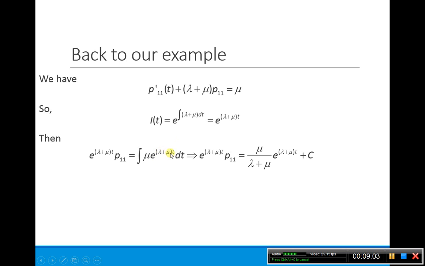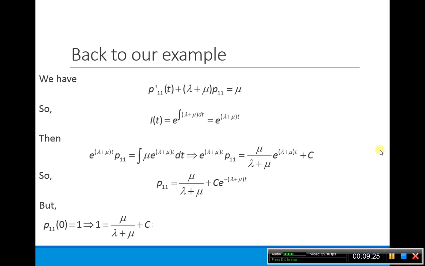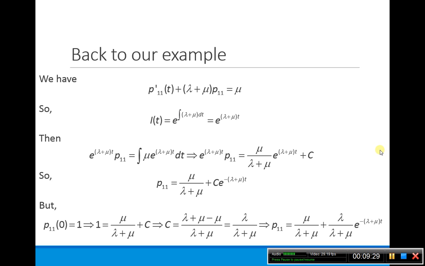The integral of e to the (lambda plus mu)t is just e to the (lambda plus mu)t divided by lambda plus mu. We have to add our constant here. So then we have our form of P11 just by dividing by that e to the (lambda plus mu)t. We can solve for c by realizing that P11 at time t equals 0 is just 1. So that means that we can find c as lambda over lambda plus mu, which gives us our P11.